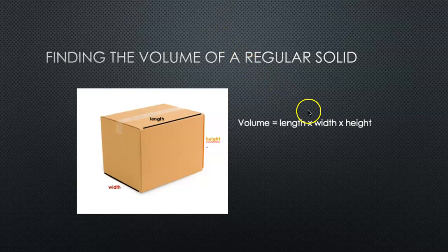When you're finding the volume of a rectangular solid, or a regular solid, it's pretty easy. A regular solid is any solid where the volume can be found by using a formula. So for example, this box, any rectangular solid has a formula that you can find the volume using the length and the width and the height. In this case, it's length times width times height, and it's relatively easy.